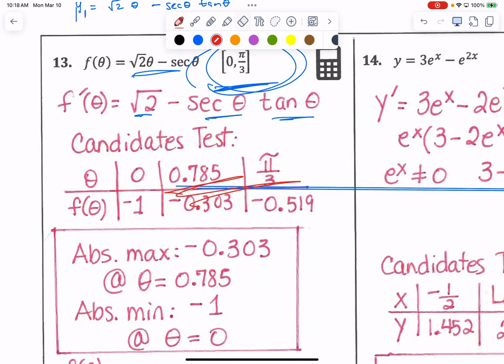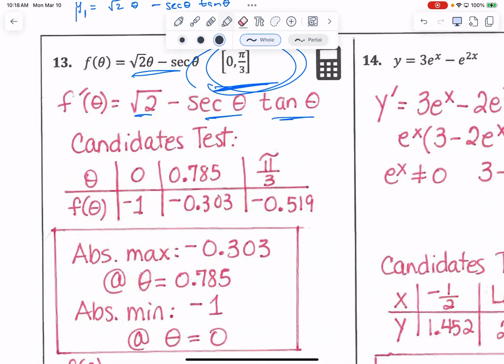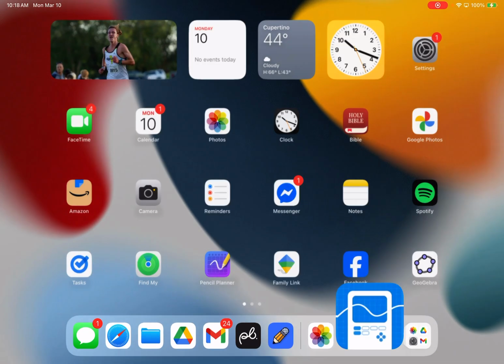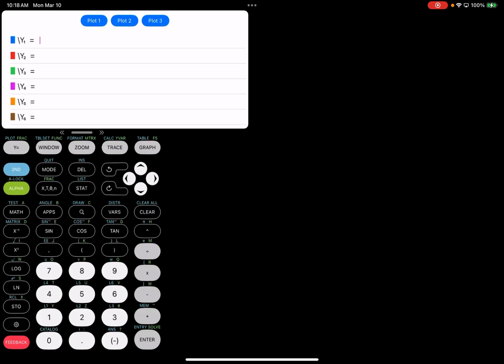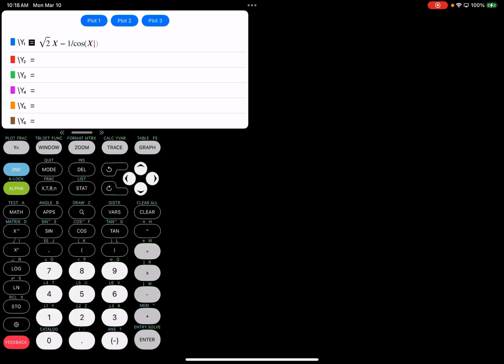So now, I need to plug into the OG. I need to plug in my candidates to test. I need to test 0, I need to test this critical value, and I need to test pi over 3. So now I'm going to go back to the calculator. I should have put the OG into y equals. Let's put the OG into y equals. Can anybody tell me what the OG was? Root 2 theta minus secant theta, which will be 1 divided by cosine theta. All right, let's put the OG into y equals.